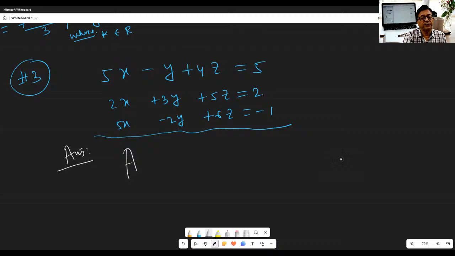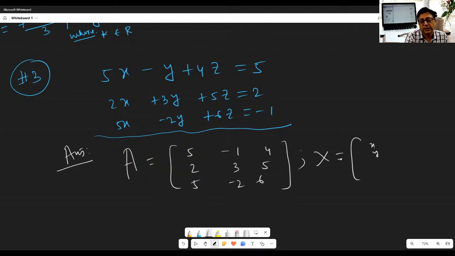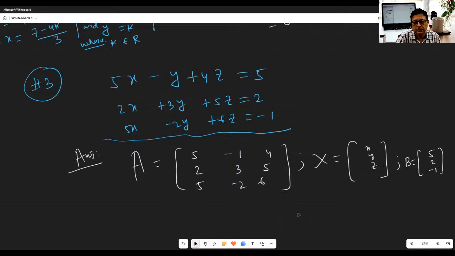You write A matrix first. Do it before I complete here. This is 2, 3, 5. 5, minus 2, 6. X, Y, Z and B equal to 5, 2, minus 1. Isn't it? B is 5, 2, minus 1. So find adjoint A. You know how to find? You write adjoint A in the form of that inside matrix, write those small determinants and decide.